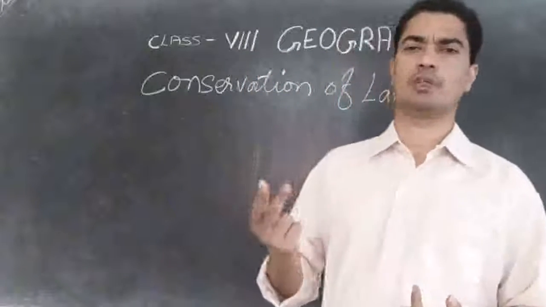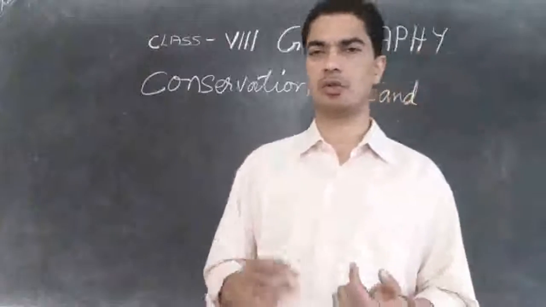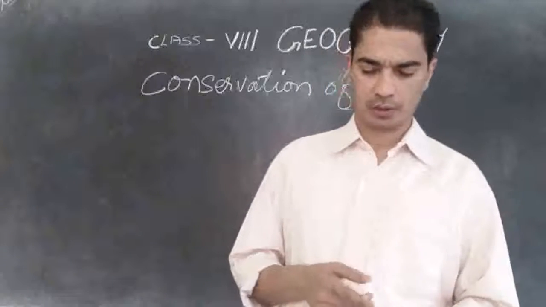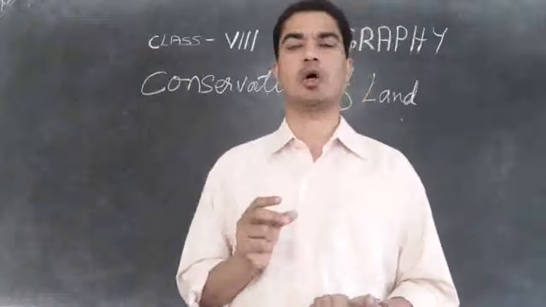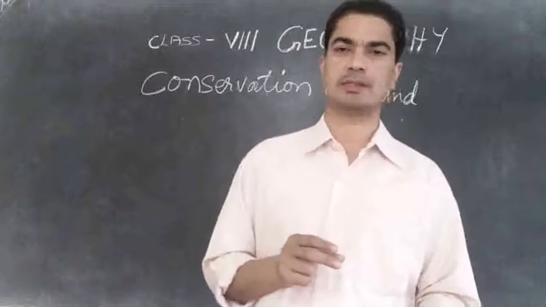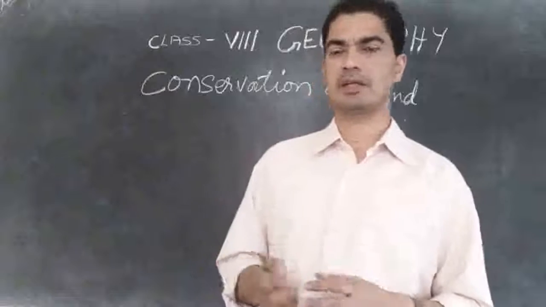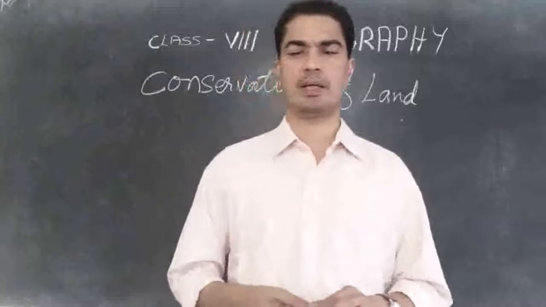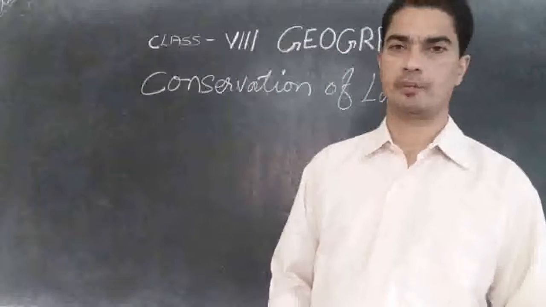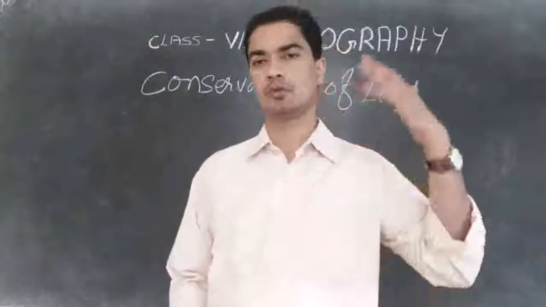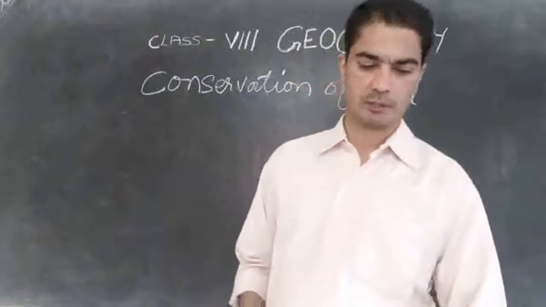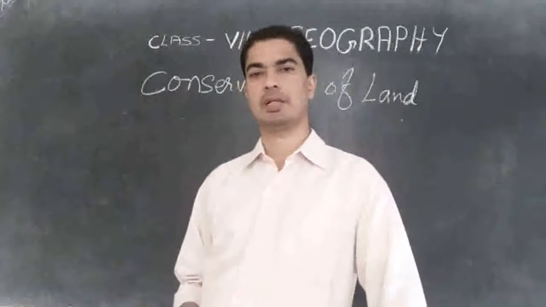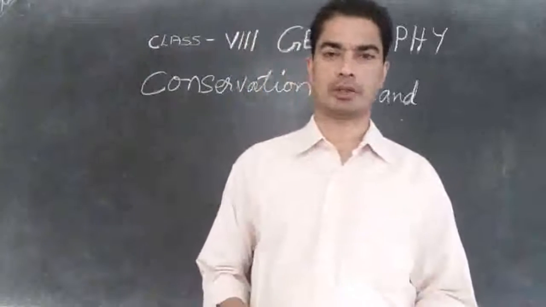Then another thing that we can do is, we should not use too much pesticides and chemical fertilizers and so on. We must check and use only what is necessary. Then we can check the overgrazing of cattle in the same place. If these things are done, then the quality of the soil will continue to remain. The land resource will remain conserved, preserved, and will be usable for many more years. Otherwise, the land becomes useless very soon, and we will not be able to cultivate anything on that land for a long time.